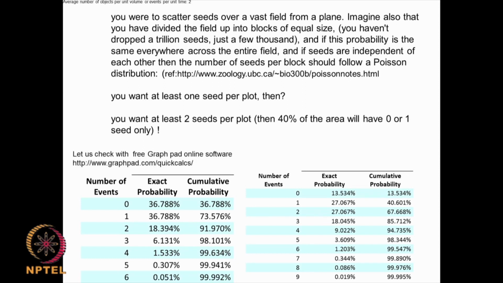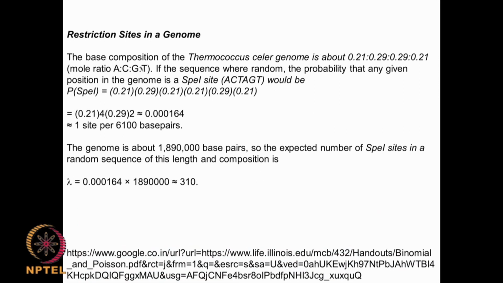Now, let us look at another problem. This is something related to genomics. The base composition of the Thermococcus celer genome is about 0.21 : 0.29 : 0.29 : 0.21, that is the mole ratio of A, C, G, T. So, the probability of A or C or G or T will be in this ratio.